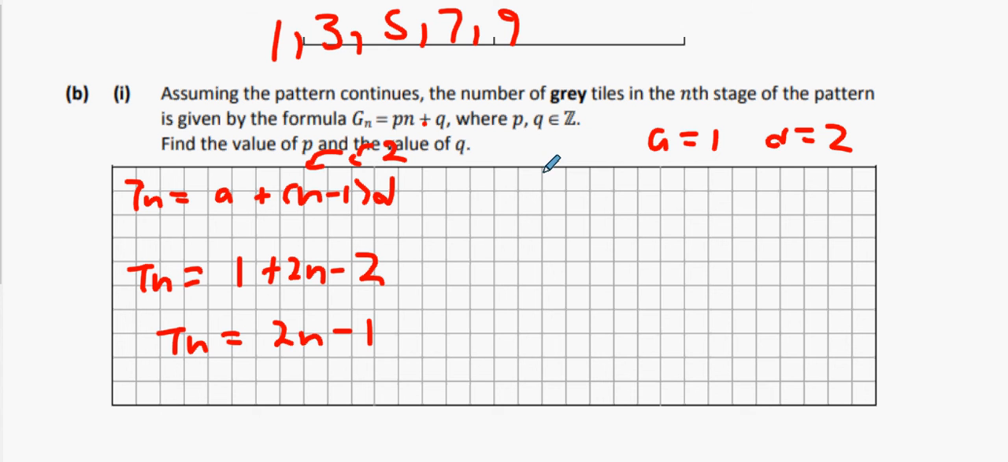Now, what might we change it to at the end? Instead of Tn, we might just change it to Gn. Why are we changing it to Gn? Says it in the question, doesn't it? Any questions on that one? Alrighty.